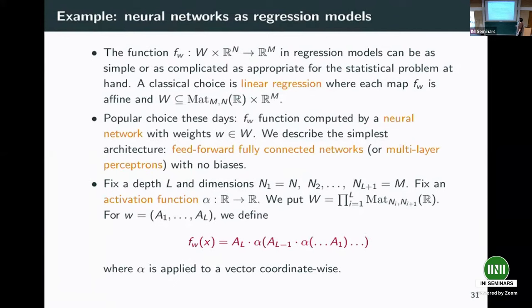Once you are in this setup, you can make this function as simple or as complicated as you like. Maybe the simplest case, and the classical and very important case, is linear regression, where each of these maps is a linear or an affine map. And so this W now just parameterizes an affine map, so a matrix for the linear part and some vector.